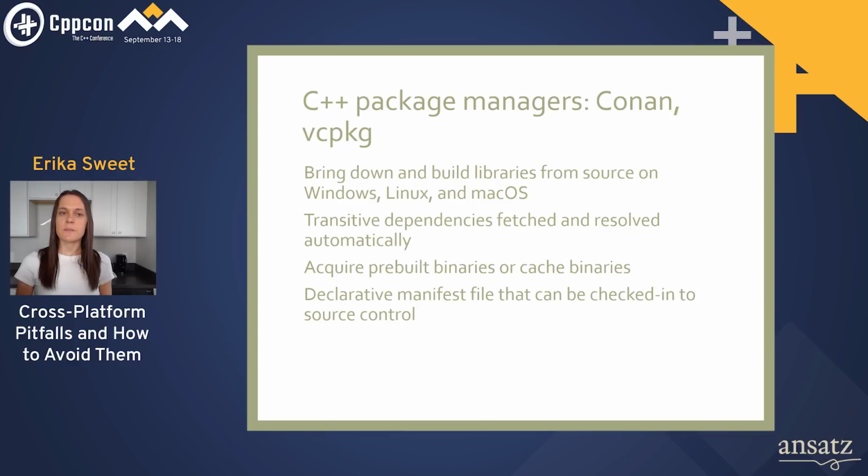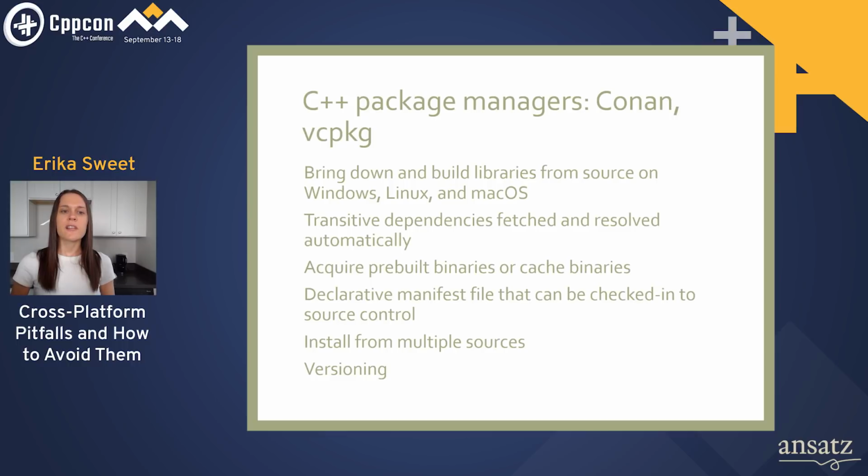Both Conan and vcpkg support some declarative manifest file where you can declaratively specify your dependencies one time and then check that file into source control. Conan and soon vcpkg will enable you to install libraries from multiple sources. So that means you can use the same tool to install your proprietary libraries, your own custom fork of an open source library, or an open source library.